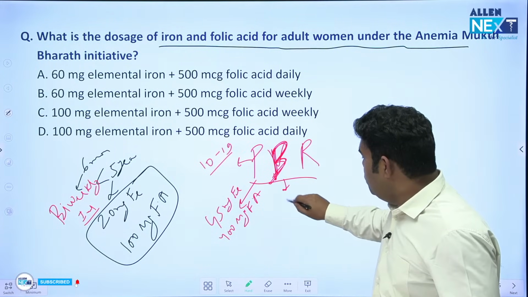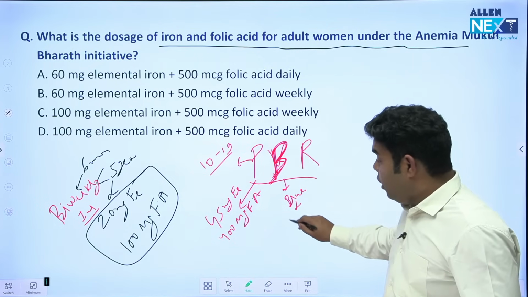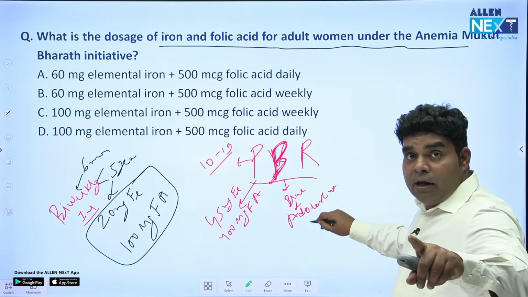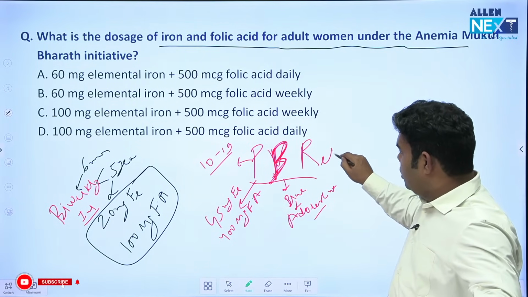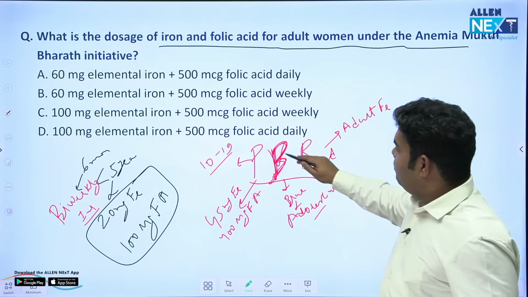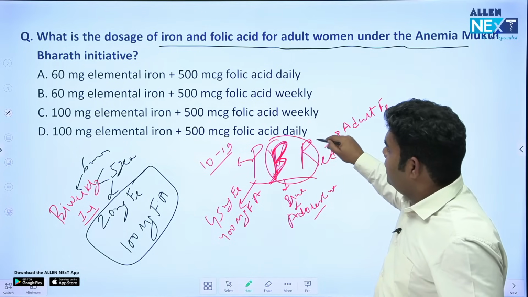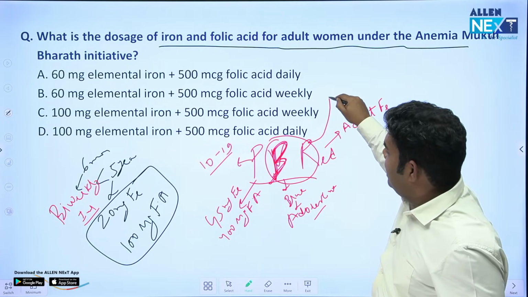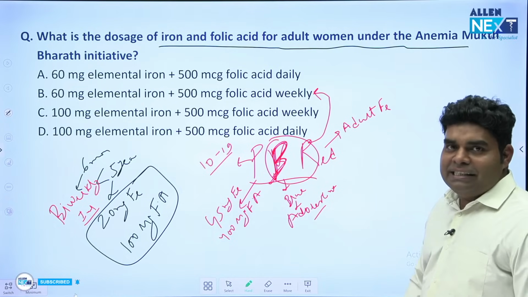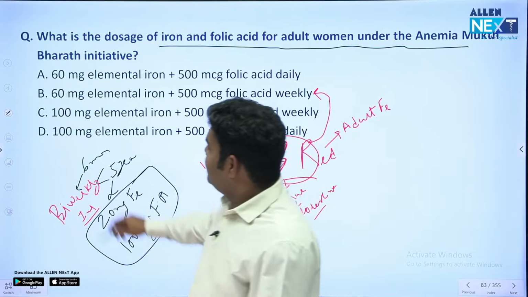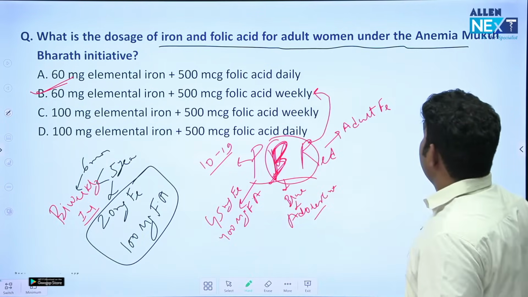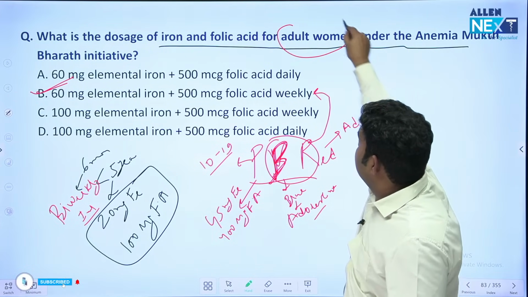B stands for blue and blue is for adolescents. ये क्वेश्चन आ चुका है NEET में. ब्लू का डोज और रेड का डोज जो एडल्ट फीमेल के होगा ये सेम है, and both of these blue and red doses are 60 milligram elemental iron and 500 microgram folic acid weekly. Just like movies are released weekly, tablets are given weekly. But this is for adult women.